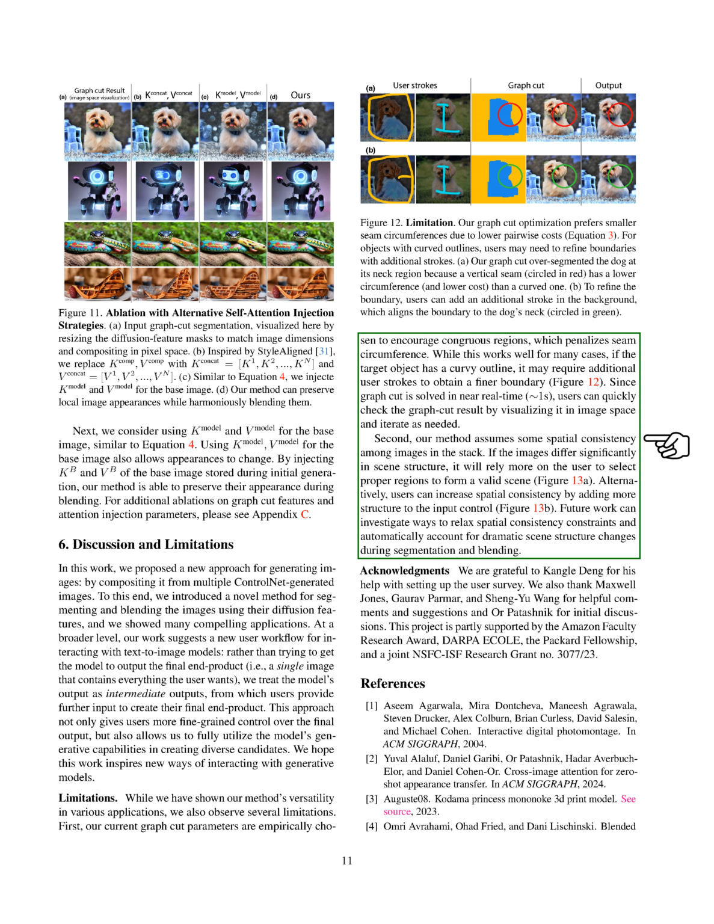Additionally, our method assumes some level of spatial consistency among the images in the stack. If the images vary significantly in structure, users may need to select appropriate regions to create a valid scene. Users can enhance spatial consistency by providing more structured input. Future research could explore ways to ease these spatial consistency requirements and automatically adapt to significant changes in scene structure during segmentation and blending.